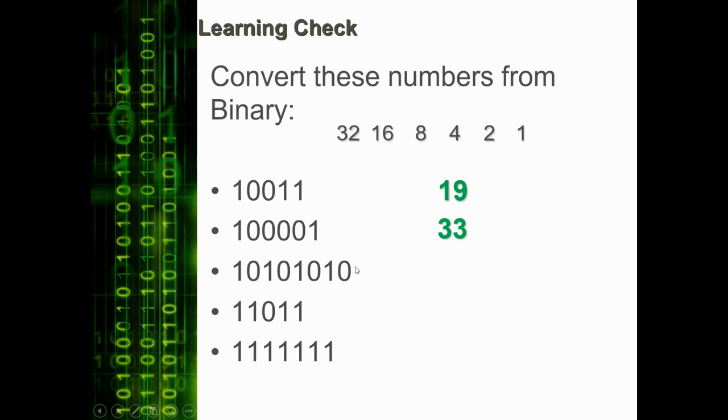This third one, the 1 is turned off, the 2 is turned on. The 4 is turned off, the 8 is turned on. The 16 is turned off, the 32 is turned on. Okay, now what about these other two? Remember, they just start doubling. So we would have 64 and 128. So 128 plus 32 plus 8 plus 2 is going to give us 170.